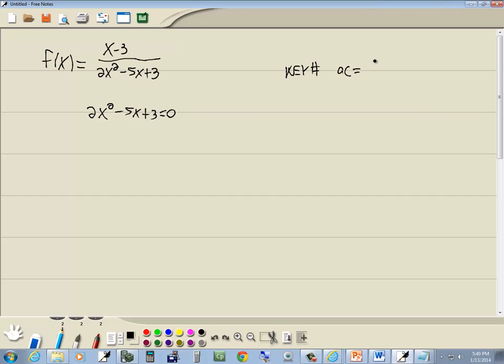So I'll take a number at the beginning times a number at the end, ignoring signs. So I've got 2 times 3 is 6. In the P column, we write all the products that give us 6. We've got 1 times 6, 2 times 3. In the S column, we add those together. 1 plus 6 is 7, 2 plus 3 is 5. In the difference column, we subtract smaller from larger. 6 minus 1 is 5, 3 minus 2 is 1.